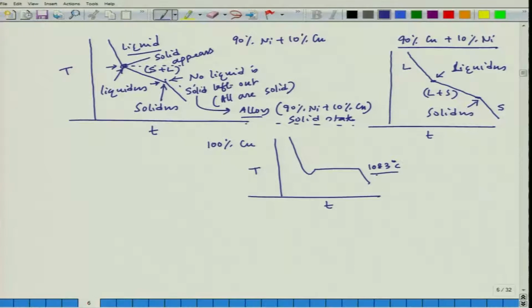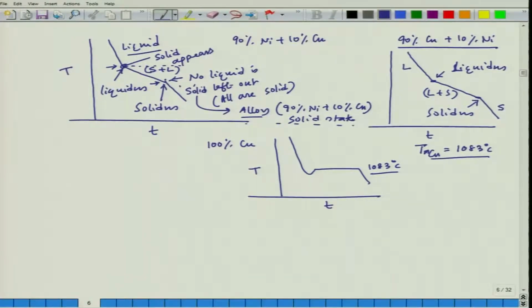where the same thing happens as in the case of nickel, only this time the temperature would be the melting point of copper, 1083 degrees Celsius. And here also we could see a recalescence. In the case of alloys also we do see recalescence, but the effect is not that significant in comparison to pure copper or pure nickel.